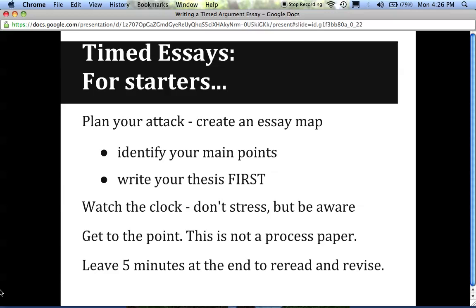your thesis statement first. Remember, your thesis statement is the most important sentence of your entire essay, and so if you have that written first, you'll have a clear guide for how to continue to write your body paragraphs so that they fall in line with your thesis and support your thesis statement.